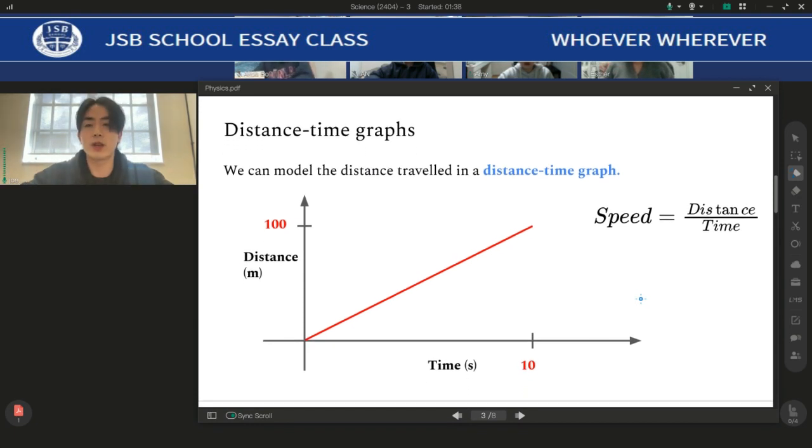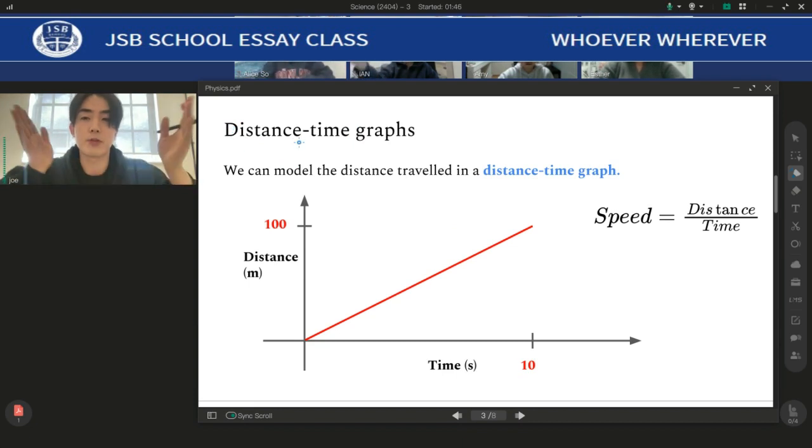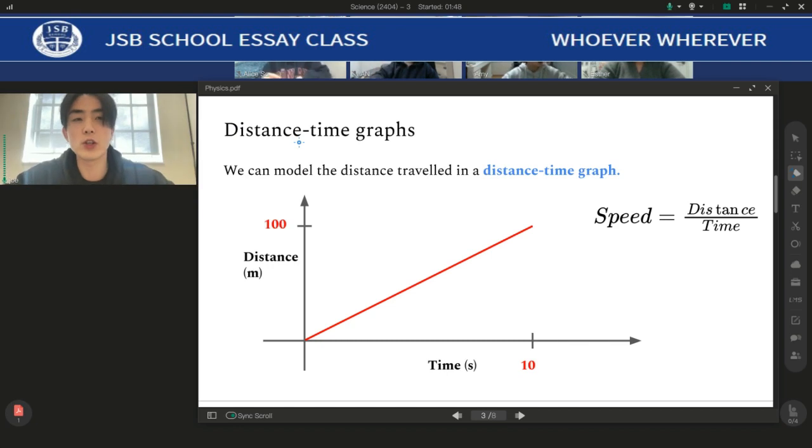Okay, so first things first, we're going to look at a distance time graph. Everyone know what distance is, right? Distance is how far it is. What units can we use for distance? We know meters, we know kilometers, we know all this different stuff, right? In physics, remember, we always use meters. Always meters.